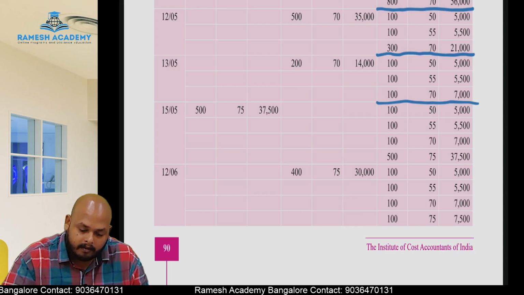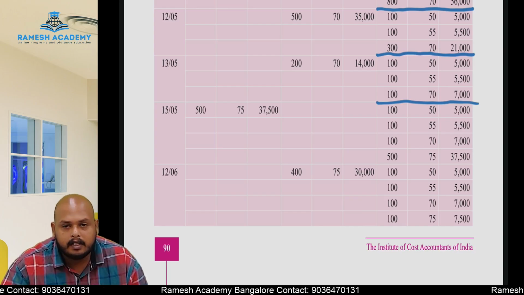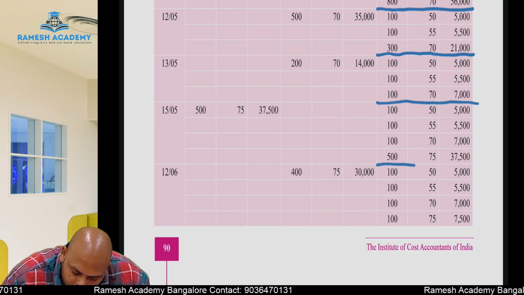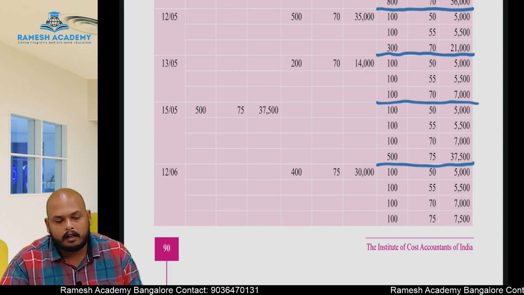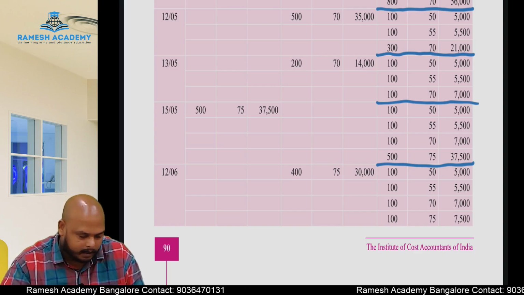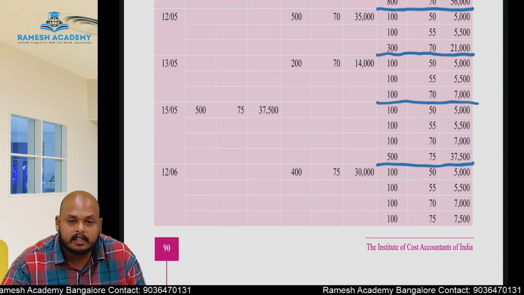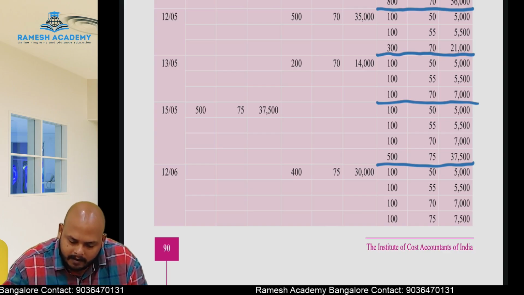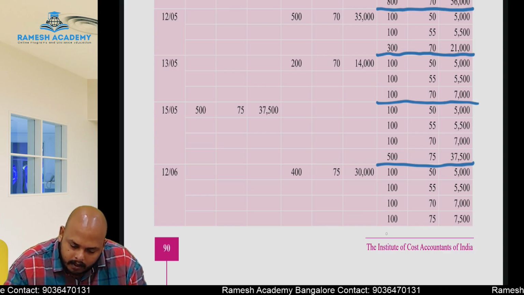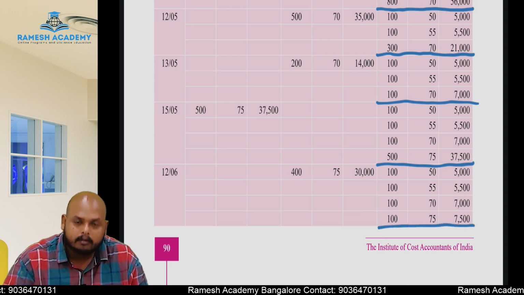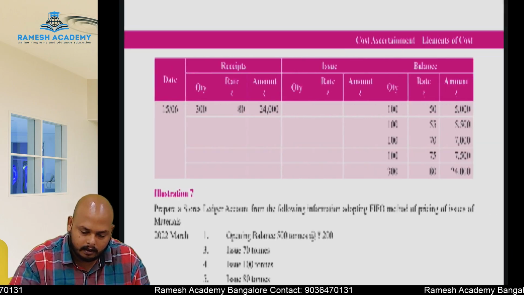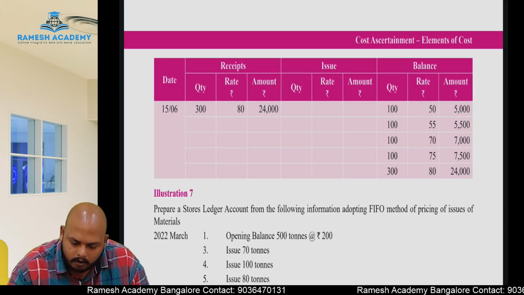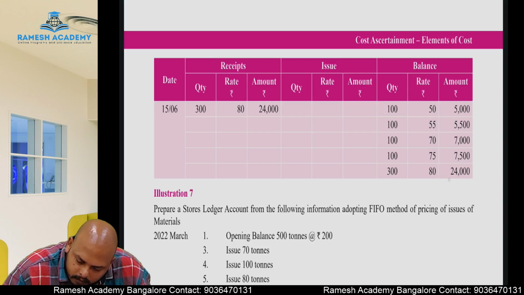Next, 15th May purchased how many units? 100 units they purchased. So first we should write our balances, then next we write the purchased one. 100 after that 500. Next, 12th June issued how many units? 400 units. 400 means out of 500 we have to issue 400. So balance will be how much? 100. Okay? Next, last transaction. 15th June purchased how many units? 300. So we have to write 300 at the last.